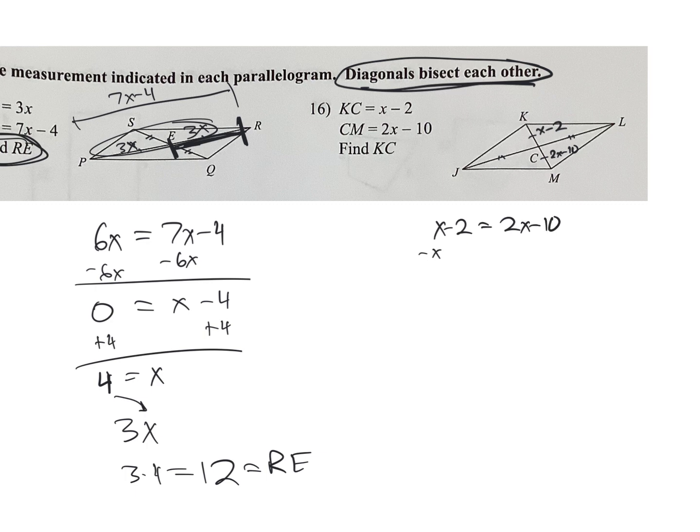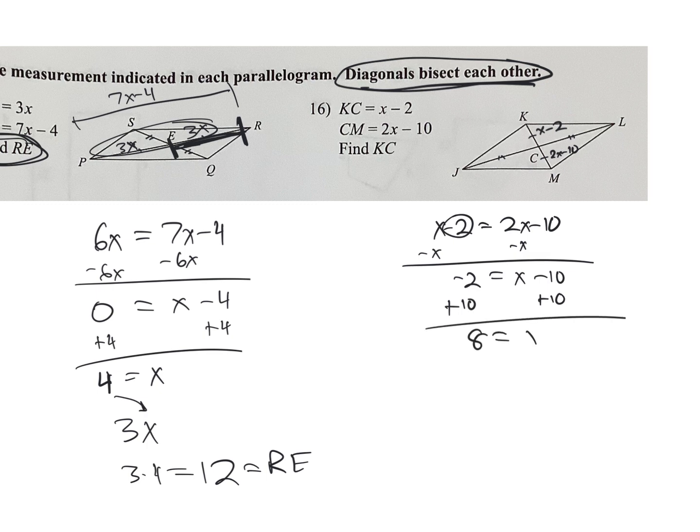So subtract the x. You get negative 2. Please remember, I've said it all year, the minus sign doesn't go away. It just becomes the negative on that number. So that equals 1x, since 2x minus x is 1x, and you have a minus 10. I'm going to add 10 to the left. X is equal to 8, but again, you got to find KC.